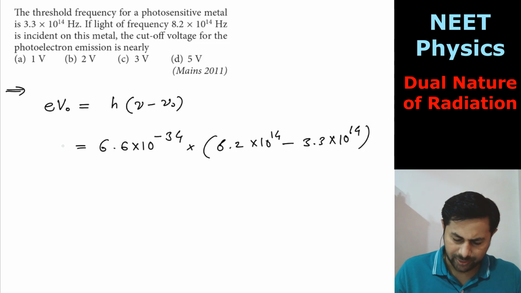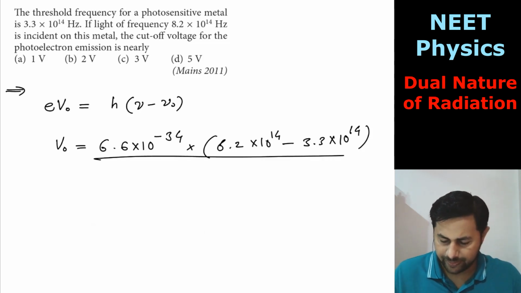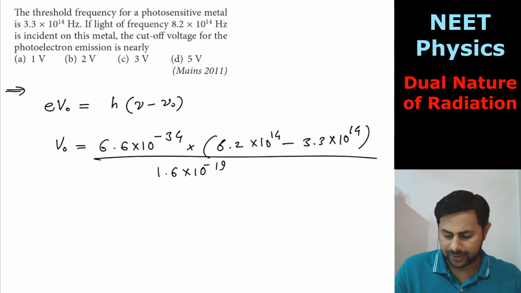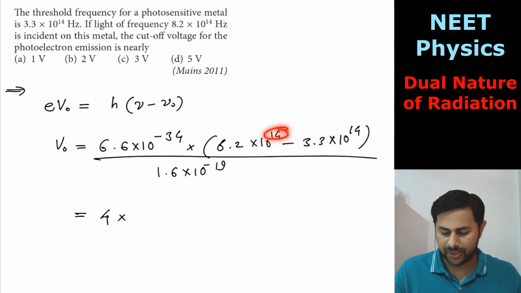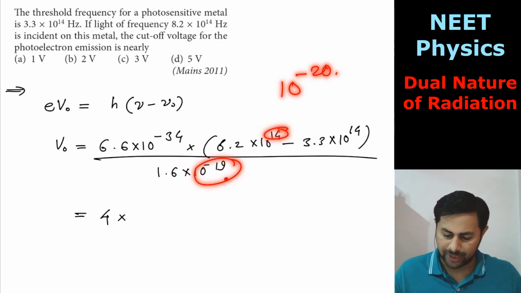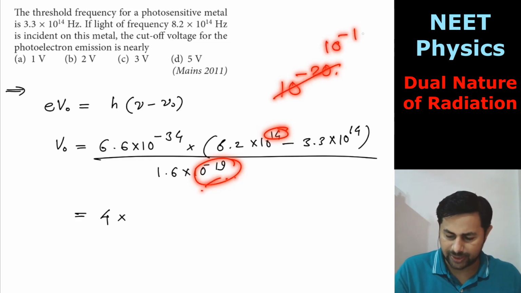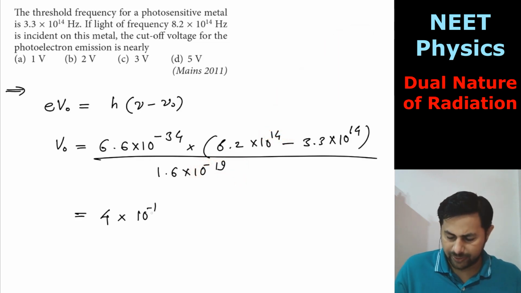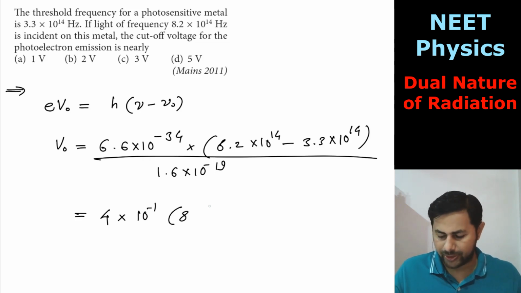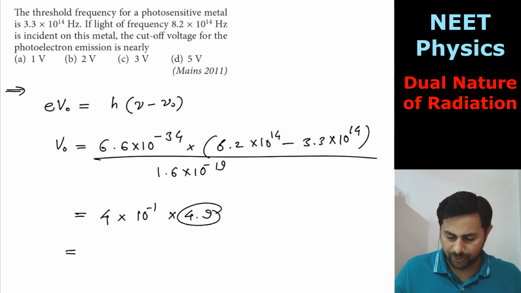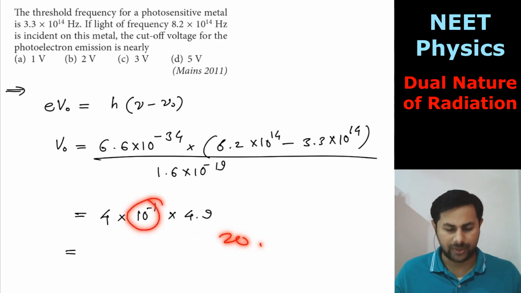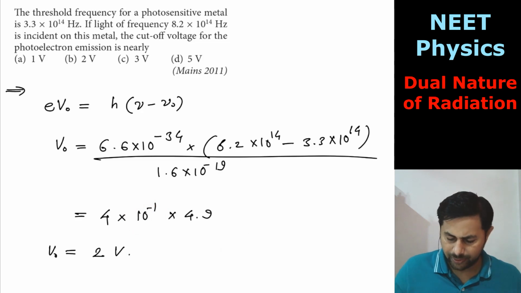And this is E times V naught. You want the cutoff voltage only, so V naught would be equal to, take E also on that side, E is 1.6 multiplied by 10 raised to minus 19. Okay, so we can solve it roughly. This thing gives us roughly 4 multiplied by 10 raised to minus 34, and this is plus 14, so it is 10 raised to minus 20. Then with the minus 19, it gets cancelled out and what remains is 10 raised to minus 1. Then 8.2 minus 3.3 gives 4.9, so nearly 5 times 4 is 20, so 20 times 10 raised to minus 1 means 2. Okay, so it's option B.